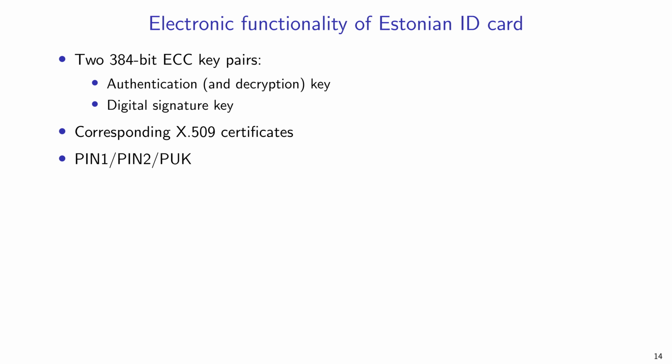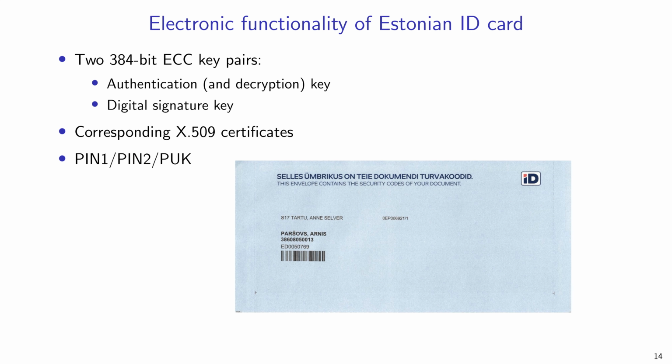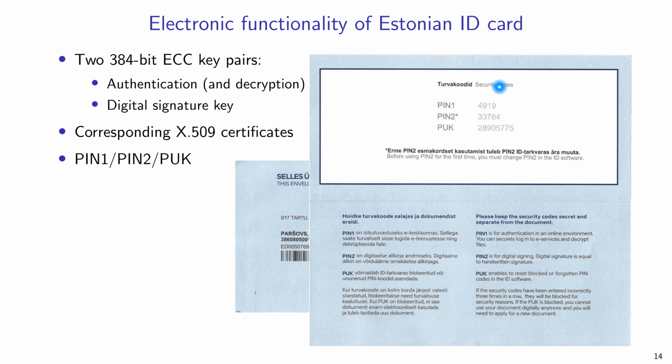Then there is PIN 1, PIN 2, and the PUK code verification mechanism. PIN 1 must be entered to perform operations with the authentication key, PIN 2 to perform operations with the digital signature key, and the PUK code can be used to change or unblock PIN 1 and PIN 2 codes. So together with the ID card, the cardholder also receives a PIN envelope in which these PIN and PUK codes are printed.